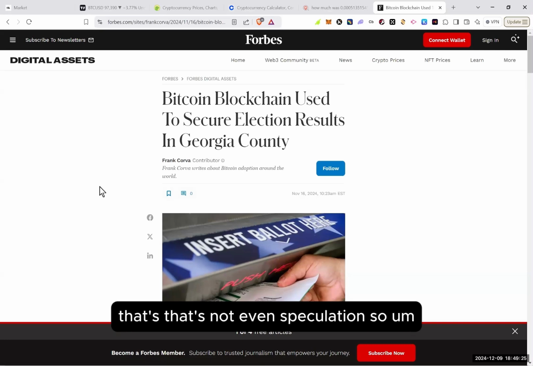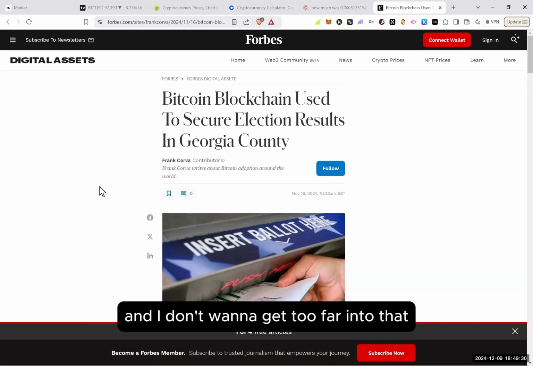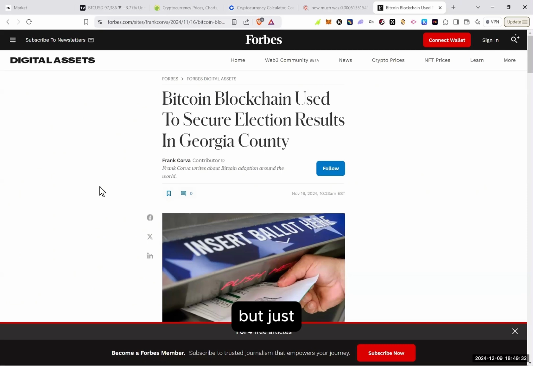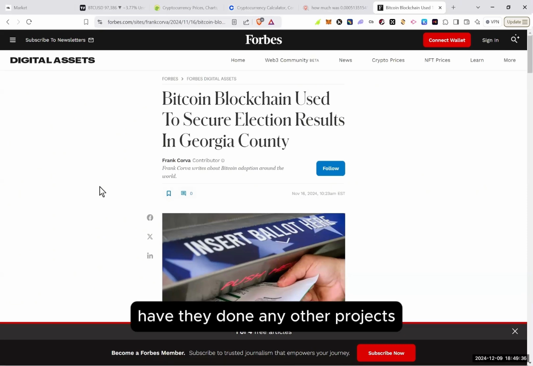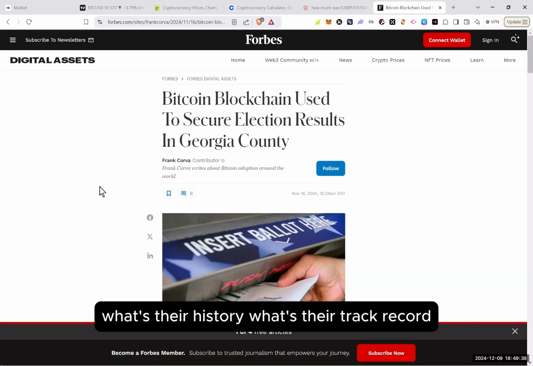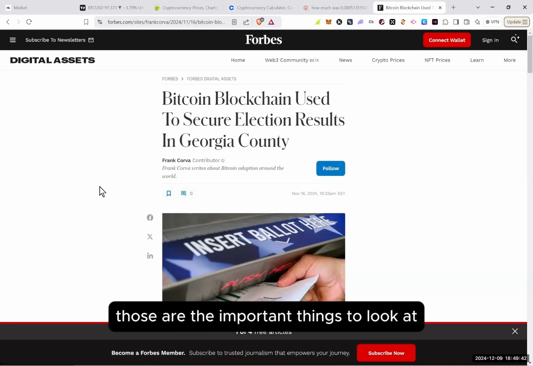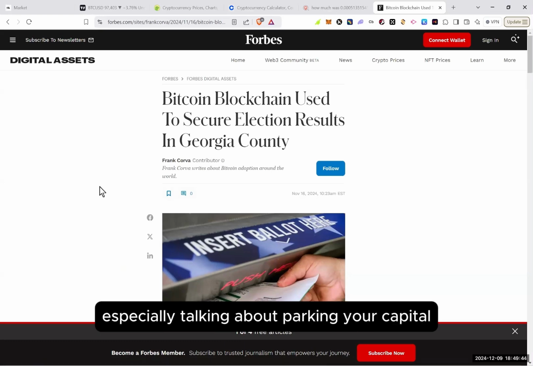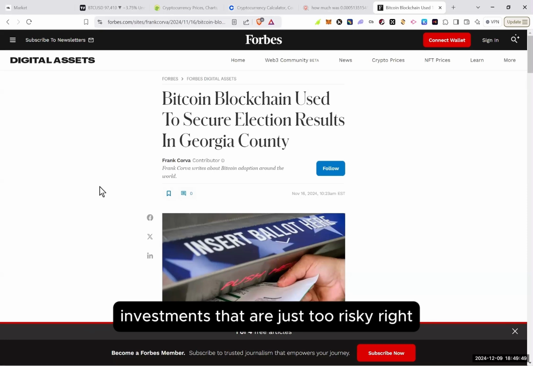So some other things to look at with investing is the development team. I don't want to get too far into that, but just doing your due diligence on who's behind the projects. Have they done any other projects? What's their history? What's their track record? Are they doxed, et cetera, et cetera? Those are other important things to look at, especially when you're talking about parking your capital. I'm pretty sure nobody in here wants to make investments that are just too risky, right? So that's something to always look at.